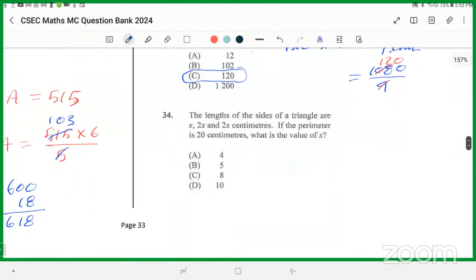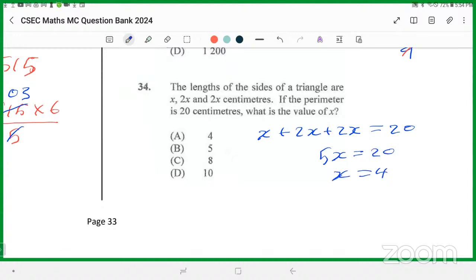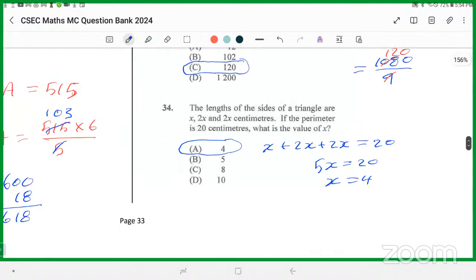All right, next one. It says the lengths of the sides of a triangle are x, 2x, and 2x. If the perimeter is 20, what is the value of x? I think we did this question already. So the perimeter is 20, which means x plus 2x plus the other 2x is equal to 20. And you're solving for x. This is 5x. So 5x equals 20. Divided by 5, x equals 4. This one is very easy.